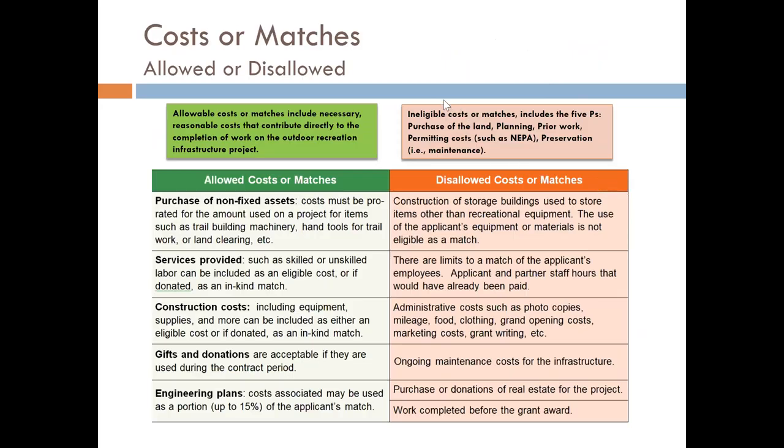If we look at what's an allowed or disallowed costs or matches, we can see that allowable costs or matches include necessary, reasonable costs that contribute directly to the completion of the work of the outdoor infrastructure project. Please read this list carefully. For ineligible costs or matches, we like to use the 5 Ps: purchase of land, planning, prior work, permitting costs, and preservation, i.e. maintenance. If you have any questions about these, please reach out to the OOR staff and we can help you decide if it is going to be an allowed or disallowed costs. You'll see our contact information on the last slide.